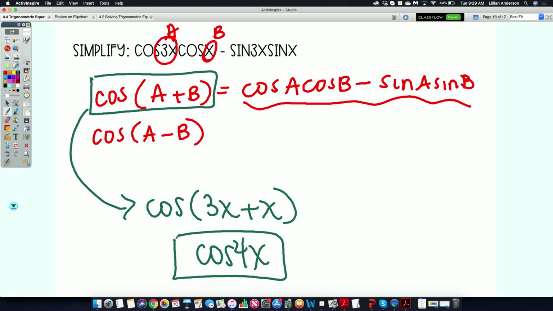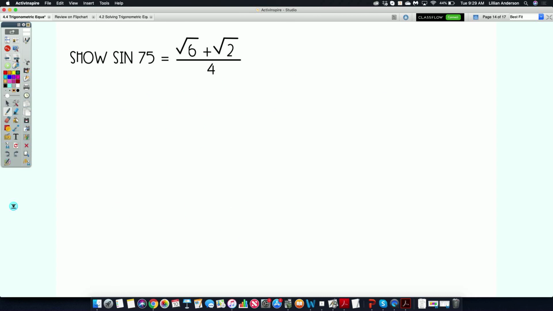Now remember, A and B represent what? Two angles being added together or two angles being subtracted from each other. Okay? So if you're asked to show or find the exact value of something like this, sine of 75 is equal to the square root of 6 plus the square root of 2 over 4. Is 75 on your unit circle? No. But aren't there two angles on your unit circle that can add together to give you 75 or subtract from each other to give you 75? You can definitely use those too. So go ahead and show, using your compound angle identities, that the sine of 75 is the square root of 6 plus the square root of 2 over 4.